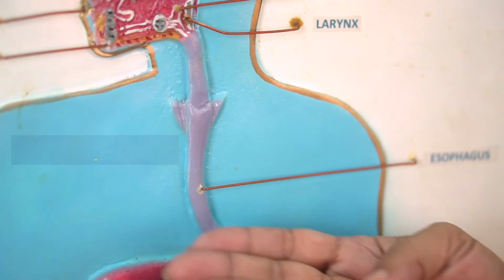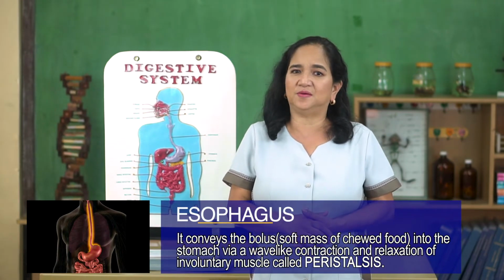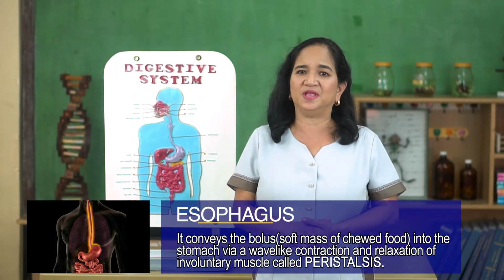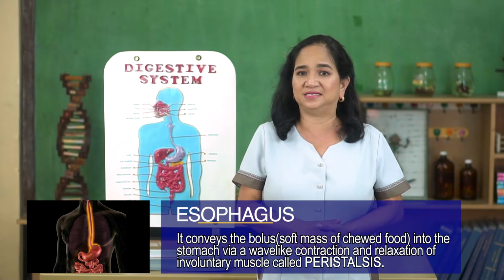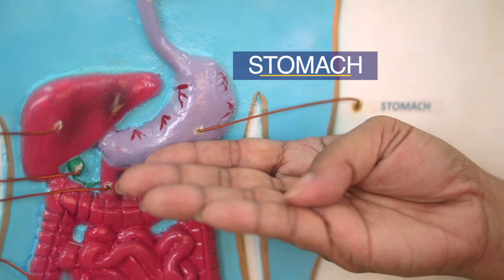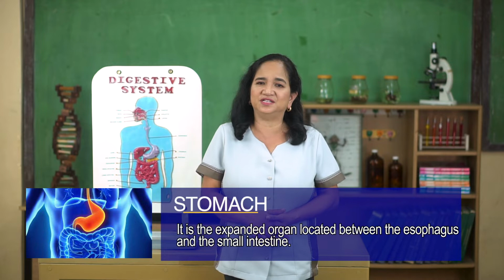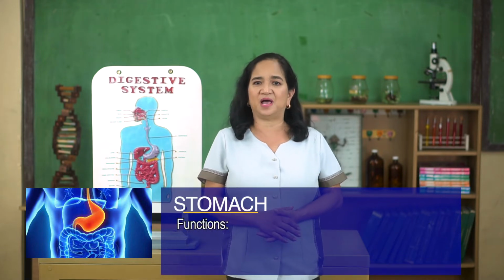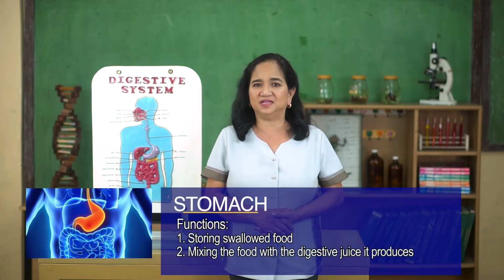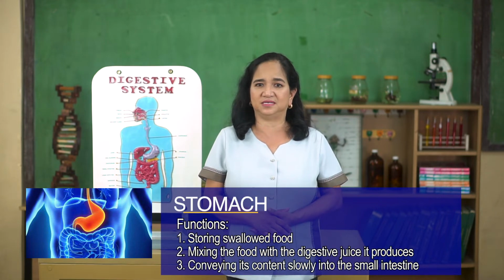The esophagus conveys the bolus or the soft mass of chewed food into the stomach by a wave-like contraction and relaxation of involuntary muscles called peristalsis. The stomach, which is the expanded organ located between the esophagus and the small intestine, performs three functions: storing swallowed food, mixing the food with the digestive juice it produces, and conveying its content slowly into the small intestine.